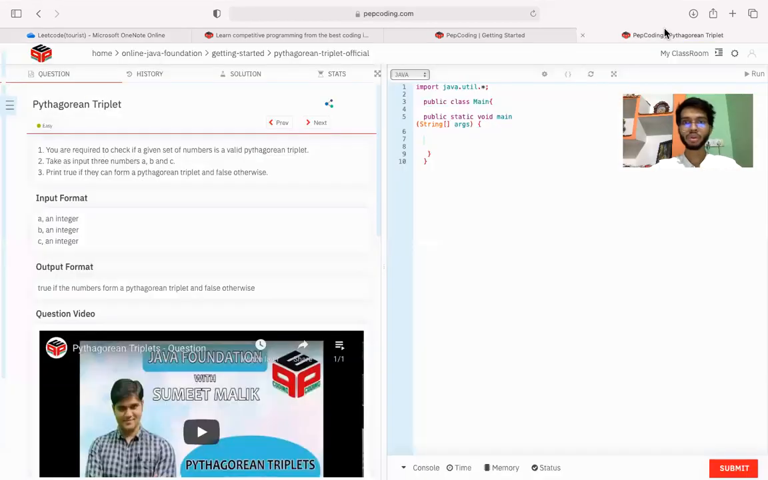Let's move on to the code part. So firstly, what I need to do is make a scanner. Firstly, I define this scanner, scn equals new.